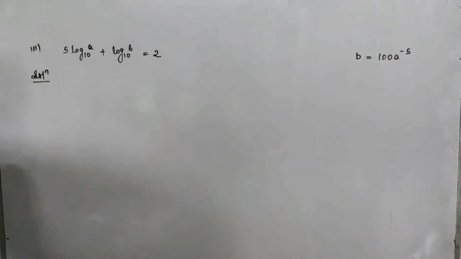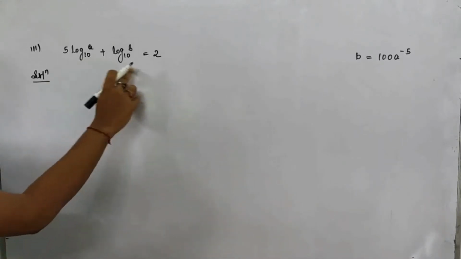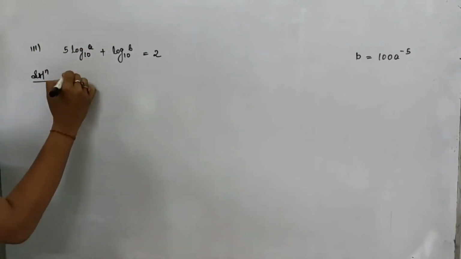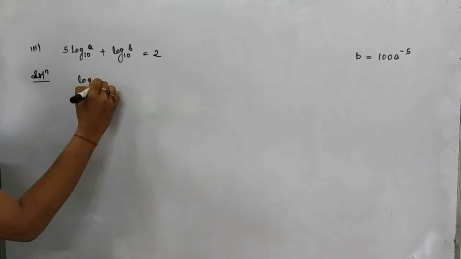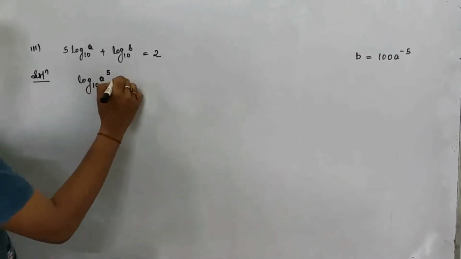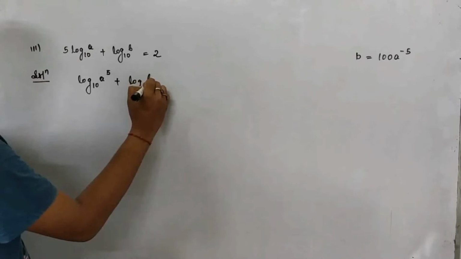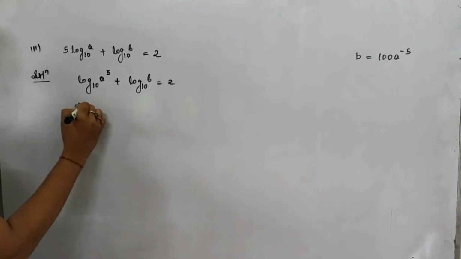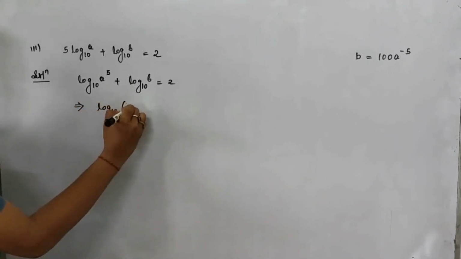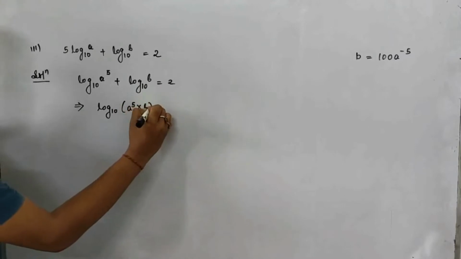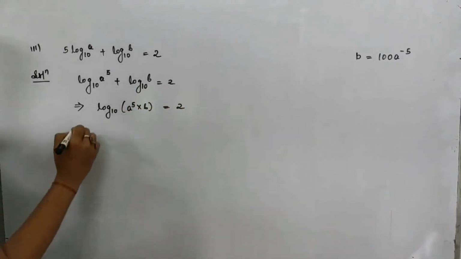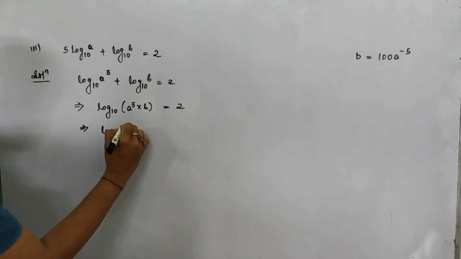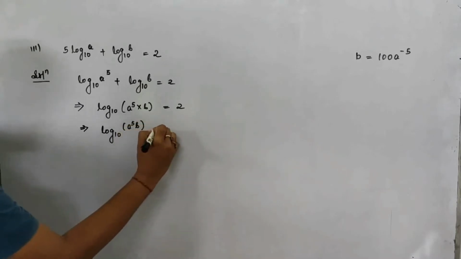Okay, so how will I do it? See, over here also the log base is 10, over here also base is 10. So I will try to combine them. But at first I have to take this 5 over here. So I can write this one log base 10 a to the power 5 plus log b, keep it as it is, base 10 is equal to 2. So now I can combine log addition. So product law I can use. That is, log base 10 a to the power 5 into b will be equal to 2. Which implies log base 10, this is a to the power 5b, 2.